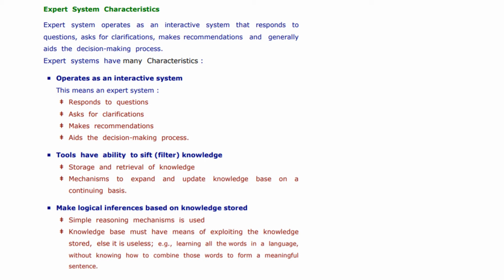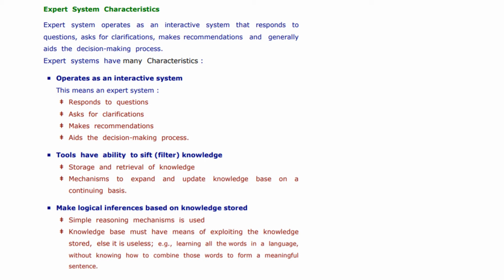The reason being, the expert system भी वही decision निकाल रहा है. Okay, then we have another characteristic: tools have the ability to filter knowledge. Okay, there are certain mechanisms where you can filter a particular type of knowledge in order to solve a problem. Then make logical inferences based on knowledge stored.